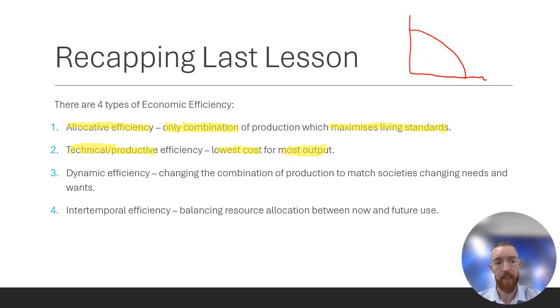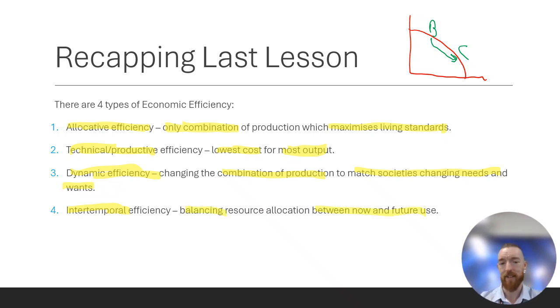Then we've got dynamic efficiency. Like we said before, it means changing the combination of production to match changing needs and wants. That's going to mean moving from one point to another based on how society's changed. So it might be that initially we were producing at point B here, and then we move to point C because now society wants more of one good and less of another. So we reallocate resources to match those changing needs and wants of society. And then finally, we've got intertemporal efficiency, which is balancing resource use between now and the future.